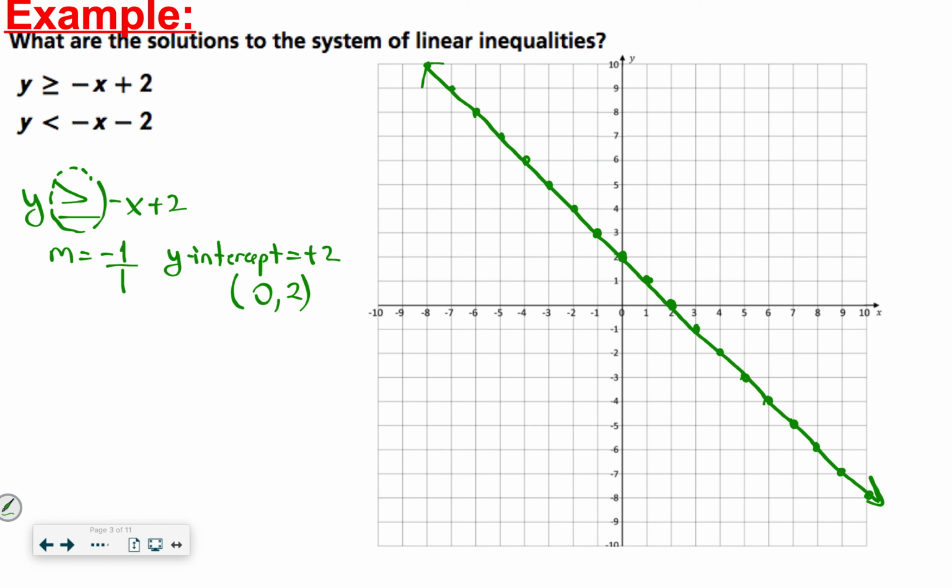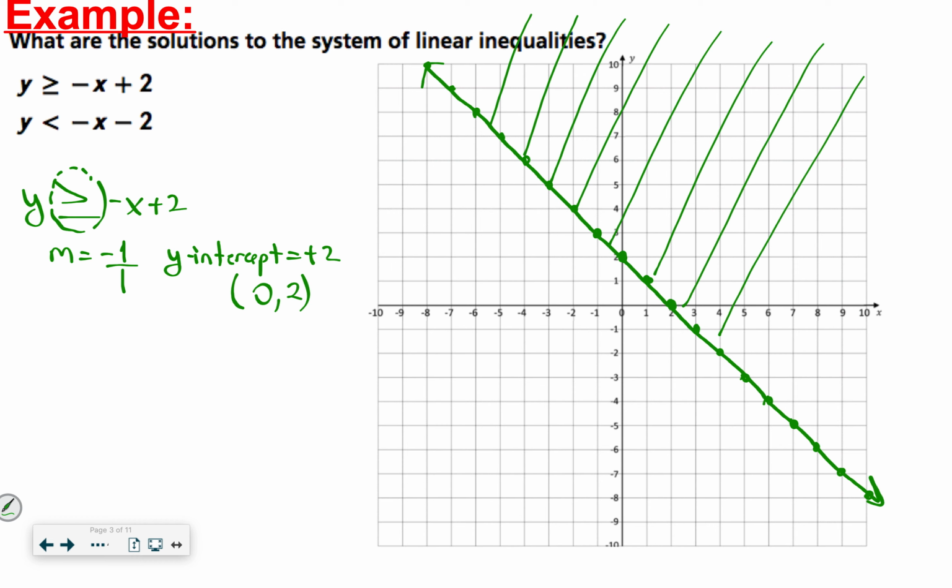Step 3, we need to shade either below the line or above the line. How am I going to understand? Check your symbol. It is greater than or equal to, that's why we will shade above the line. We are shading above the line. And this is the solution of the first inequality.